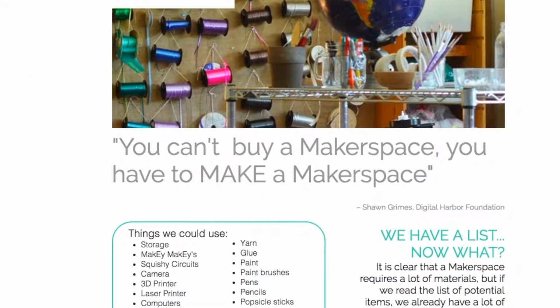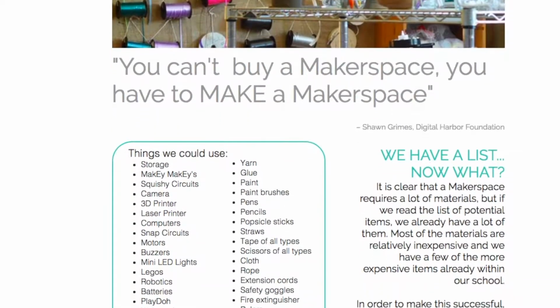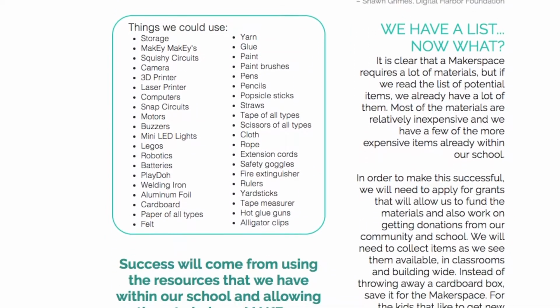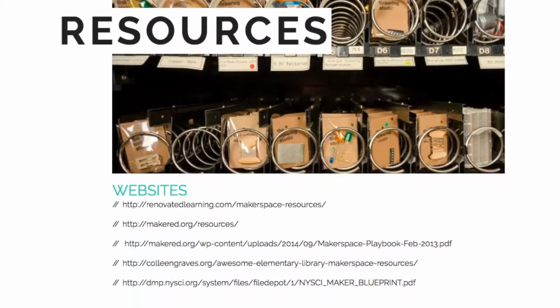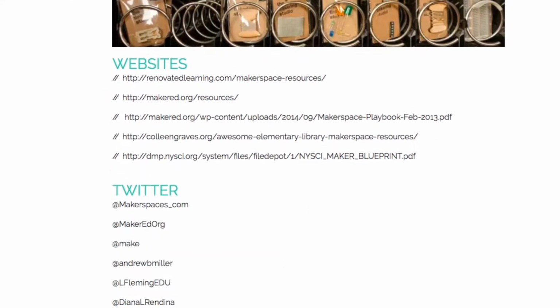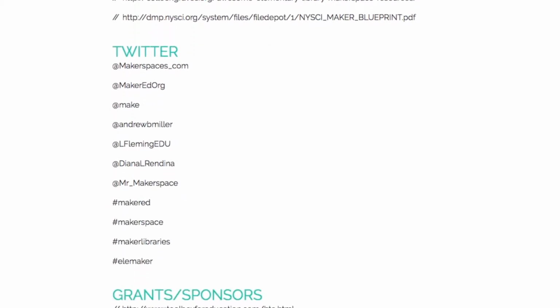In order to gain this support, I built this website called Making a Makerspace and shared it with my administration and staff. Throughout this process, I gained enough support to begin the process of making a makerspace in our school, continuing to build and foster our technology-rich learning environment.